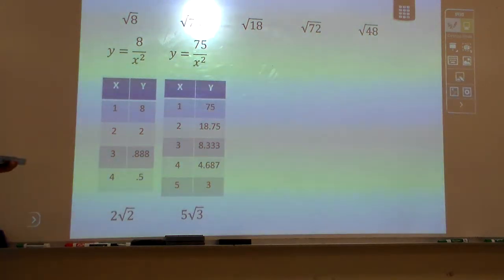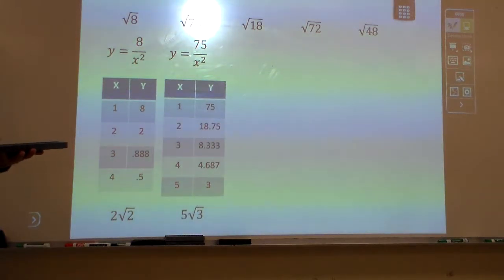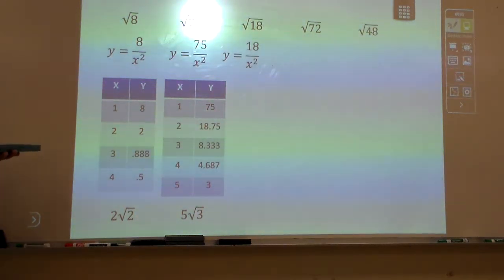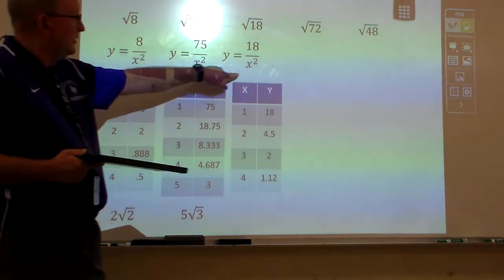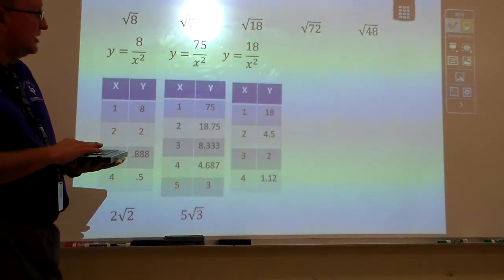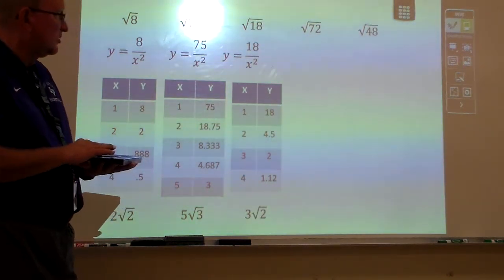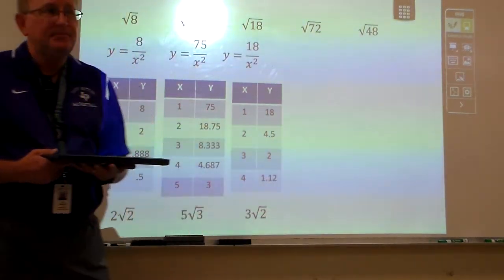How easy is this? So what would I do on 18? Y equals 18 divided by what? X squared. And I'm going to go down here, and it's 3 and 2. And that's 9 times 2, because 3 squared is 9. And it's even written in the right order. The x is the outside and y is the what?